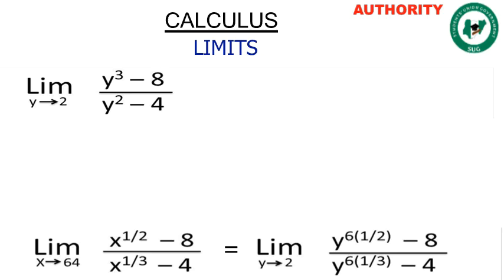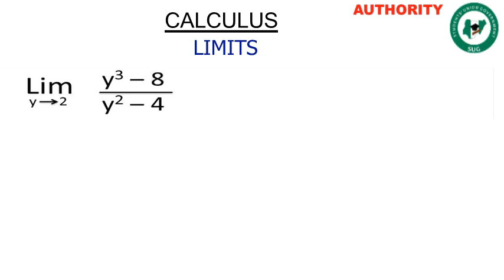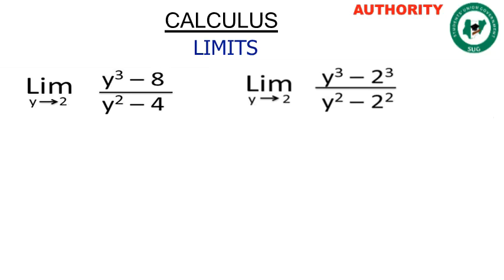Okay? So we discovered that we can reduce this 8 to base 2, and then reduce 4 to base 2. So in doing so, what are we going to have? We're going to have lim as y approaches 2 of y raised to power 3 minus 2 raised to power 3, because 2 raised to power 3 is 8, all over y raised to power 2 minus 2 raised to power 2. That is for 4, because 2 raised to power 2 is the same as what? 4. Okay? Good.